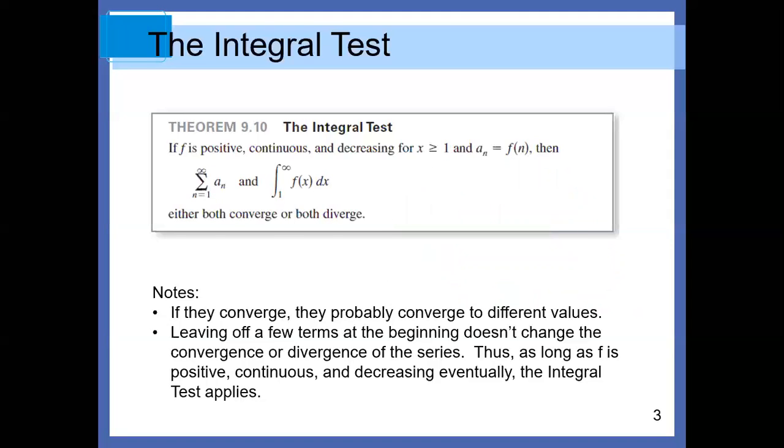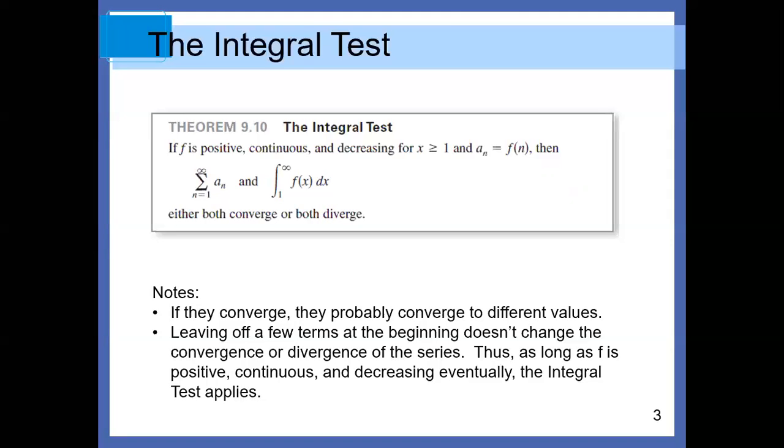Well, okay, here's a couple of notes, which I think someone's already pointed out. If both converge, they probably converge to different values. This is getting back to David's question. Why, if they both converge, is it probably true that they converge to different values?